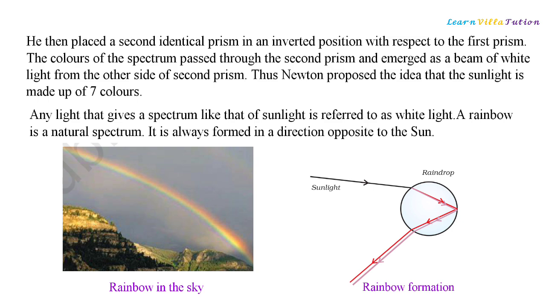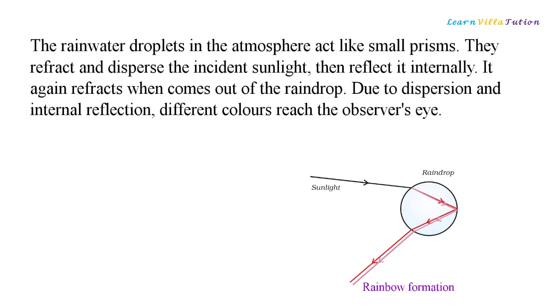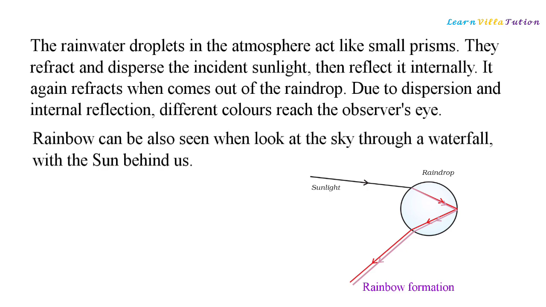A rainbow is a natural spectrum. It is always formed in a direction opposite to the sun. The rainwater droplets in the atmosphere act like small prisms. They refract and disperse the incident sunlight, then reflect it internally. It again refracts when it comes out of the raindrop. Due to dispersion and internal reflection, different colors reach the observer's eye. A rainbow can also be seen when we look at the sky through a waterfall with the sun behind us.